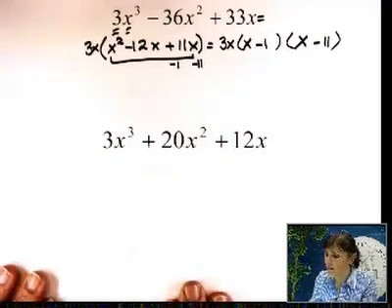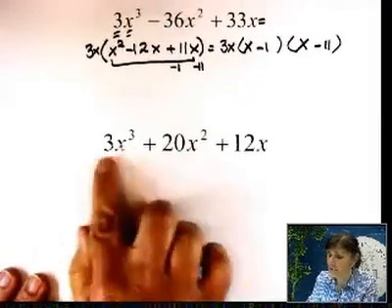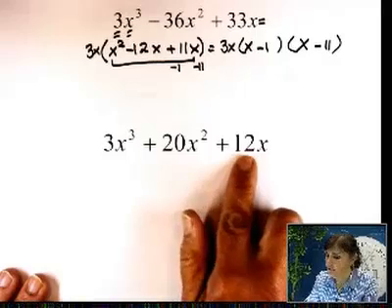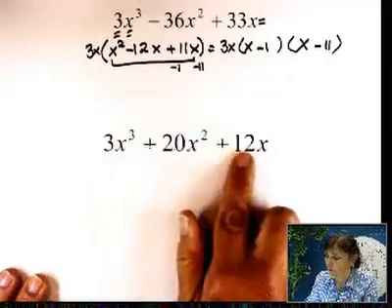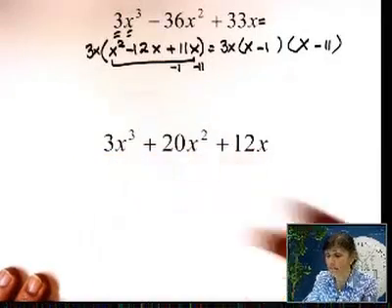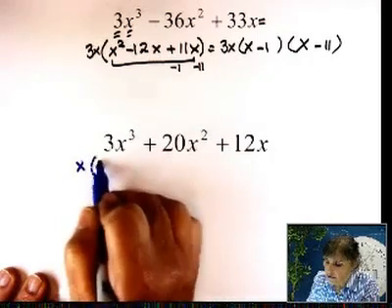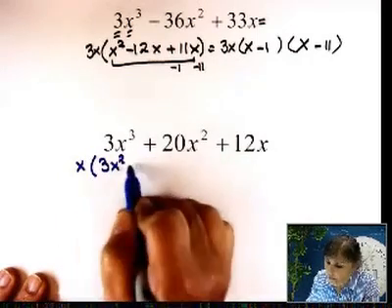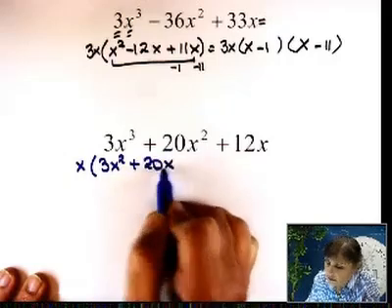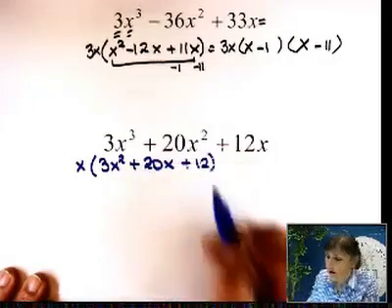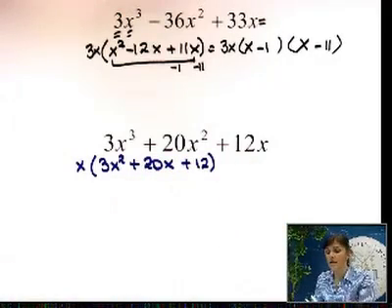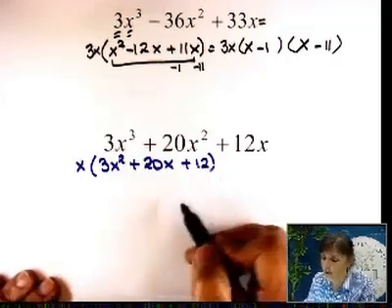What happens when I have something that I cannot take the 3 out of? This, I can take 3 out from here, but I cannot take it out from here. So I'm stuck. So what do I do? Take the x out. So you have 3x squared plus 20x plus 12. All right, now I'm going to use trial and error. So let's see if that works.